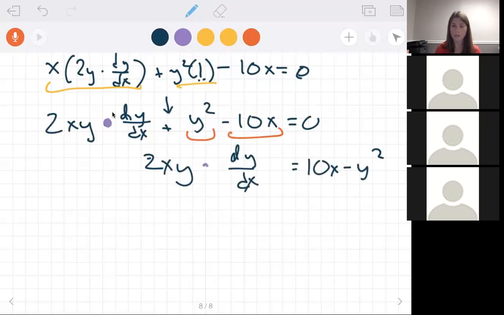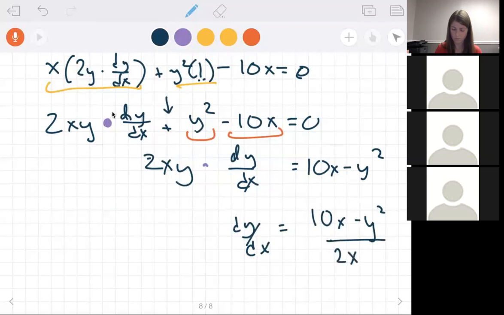So if we want to isolate the dy dx, we're going to divide through by the 2xy. Notice on this one that we see the same type of problem as the other. We don't really have a good way to check it. I don't really know what this 10x minus y squared over 2xy is really telling me unless I do some more investigation. So let's stop for just a second and see if there's any questions.